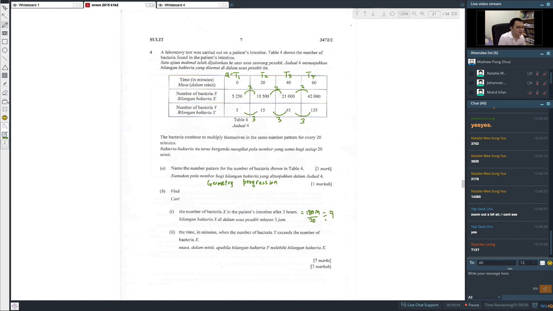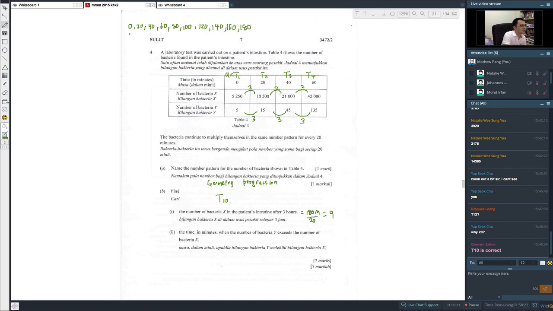So 20 already is a second term. So when you got the 9 here, this one means T10. That means the 10th term actually will give you 180 minutes. If you don't believe, I can show you: 0, 20, 40, 60, 80, 100, 120, 140, 160, and 180. So this is 1, 2, 3, 4, 5, 6, 7, 8, 9, 10. So 180 actually is the 10th term.